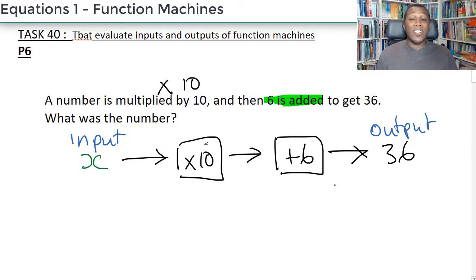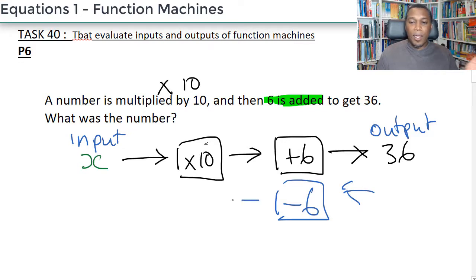So I know the output of my function is 36. To find out my input, the number I started with, in this case x, you've got to go back. So now we're using that inverse function machine. I'm going back, so I've got to take away 6. I'm going back, so I have to divide by 10. That's my two-step function machine.